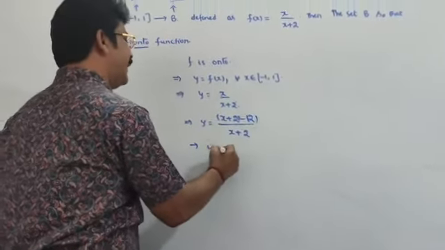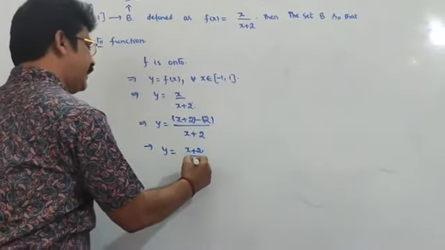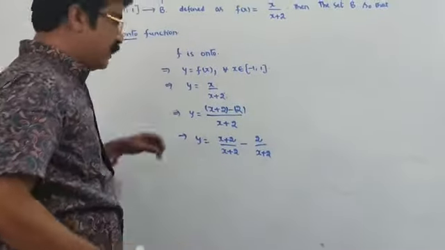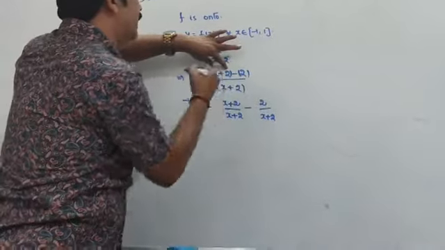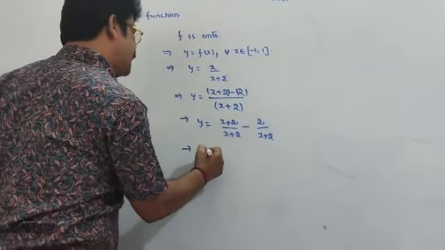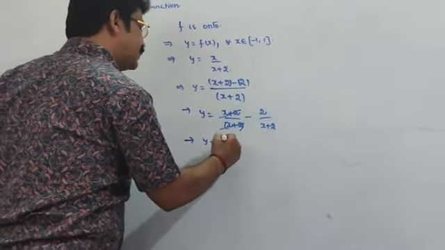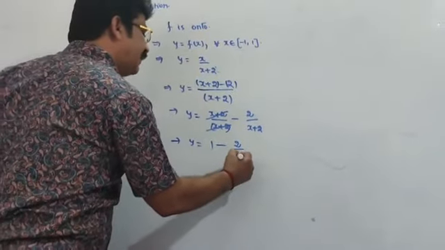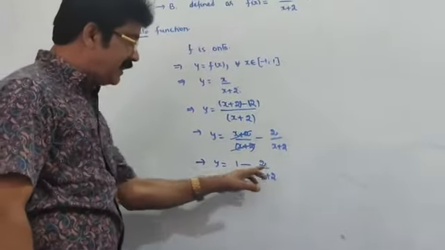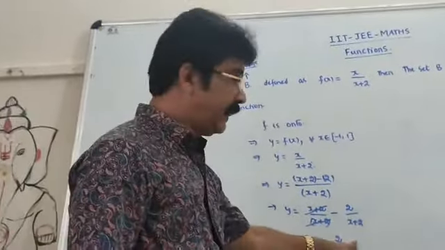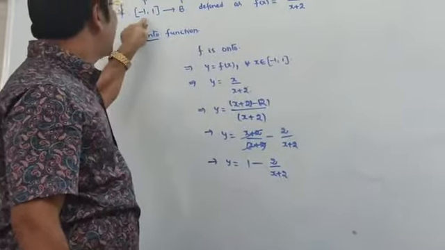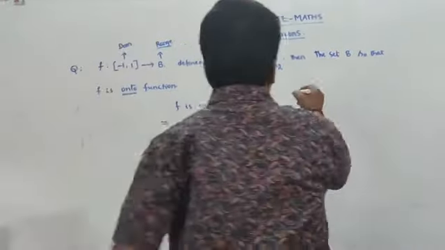Therefore y is equal to x plus 2 divided by x plus 2, minus 2 divided by x plus 2. So that implies, after cancelling, y equals 1 minus 2 divided by x plus 2. Now clearly we see that it will be less than 1. It is out of question, but we have to find the value of y according to the value of x, meaning the domain. So therefore, rough work.